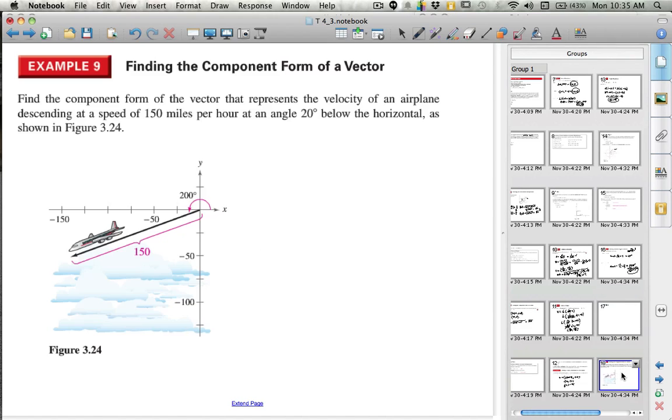Okay, some applications, which are essentially going to be word problems. We're going to be working with this problem where we want to find the component form of a vector that represents the velocity of an airplane. The airplane is descending at a speed of 150 miles per hour. That's the magnitude of my vector, at an angle 20 degrees below the horizontal. So this is 20 degrees below the horizontal, but that means the angle we're working with is 200 degrees.